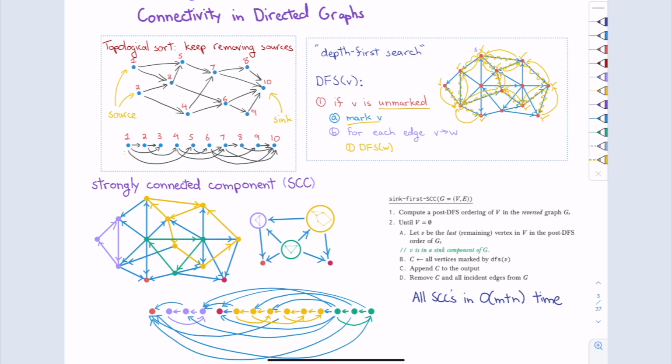Okay, but that brings up this algorithmic question of how to get the strongly connected components. And it turns out that one can use DFS and take advantage of the post-DFS ordering somewhat subtly, and get all strongly connected components in linear time.